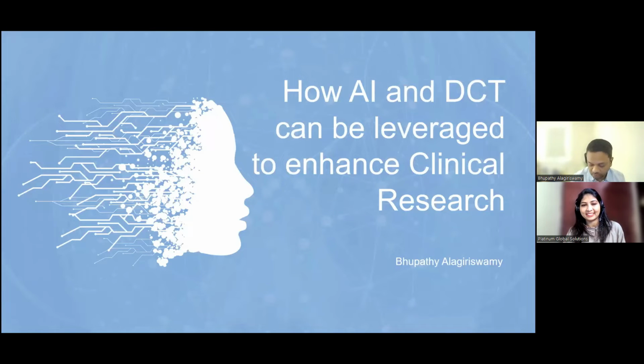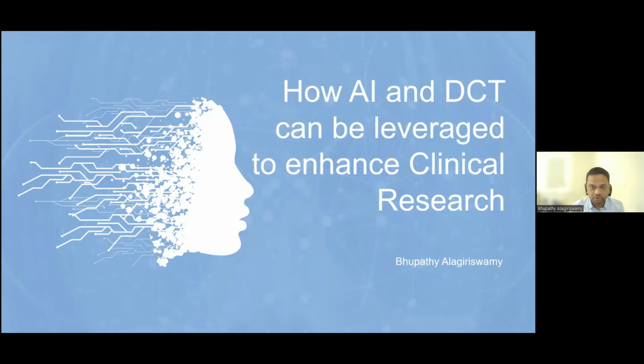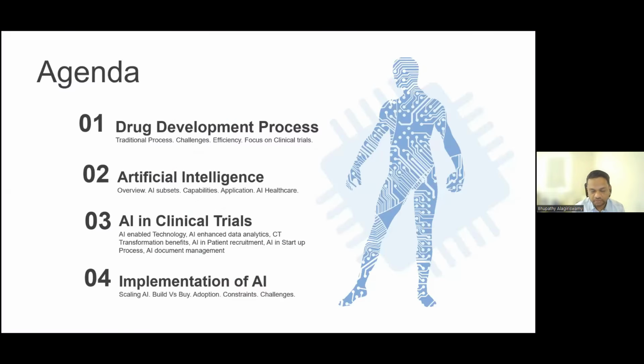Thank you once again. Today we are going to talk about how artificial intelligence and decentralized clinical trials have been pronounced as globally changing the traditional clinical trial. I'm going to cover how we can enhance or transform normal clinical trials. We'll touch upon an overview of the traditional drug development process, the main areas we can change, and how AI is going to be used in that.